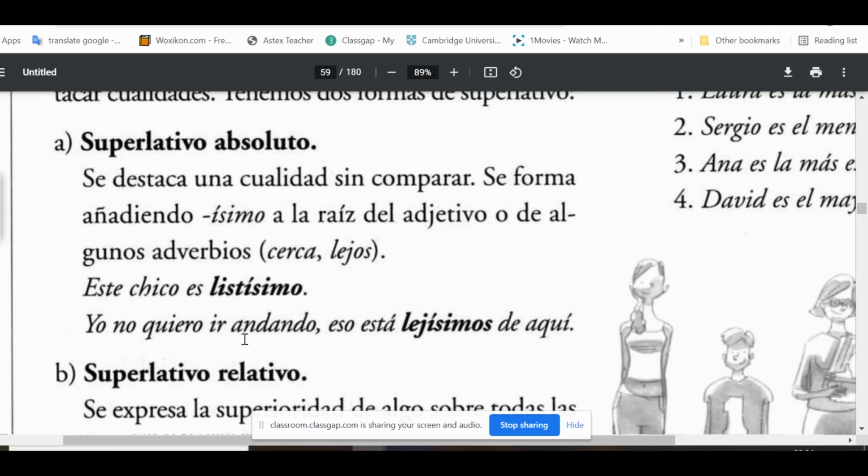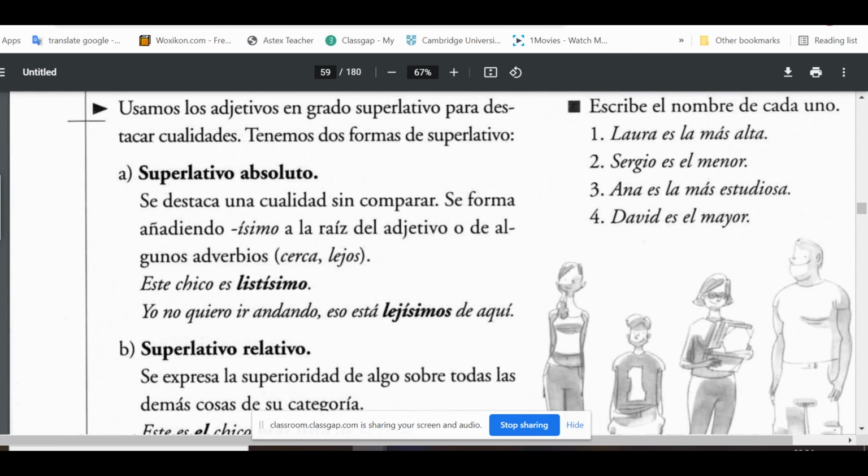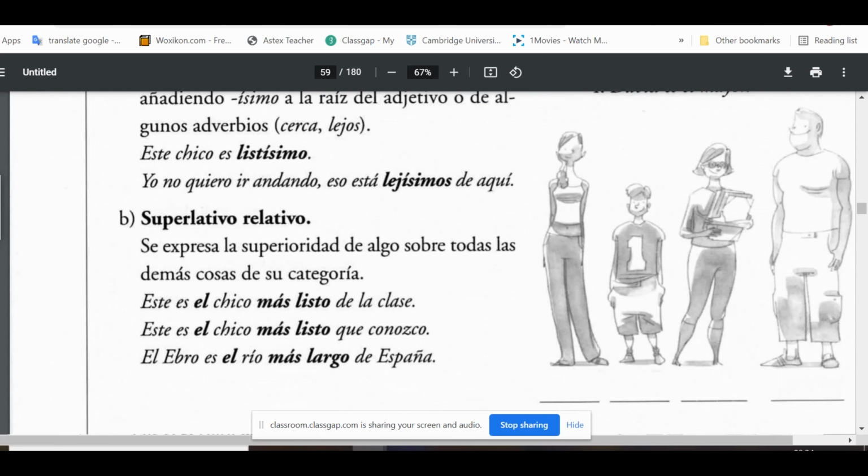Yo no quiero ir andando. Eso está lejísimos. Really, really, really far. We use this a lot. So this is one way.